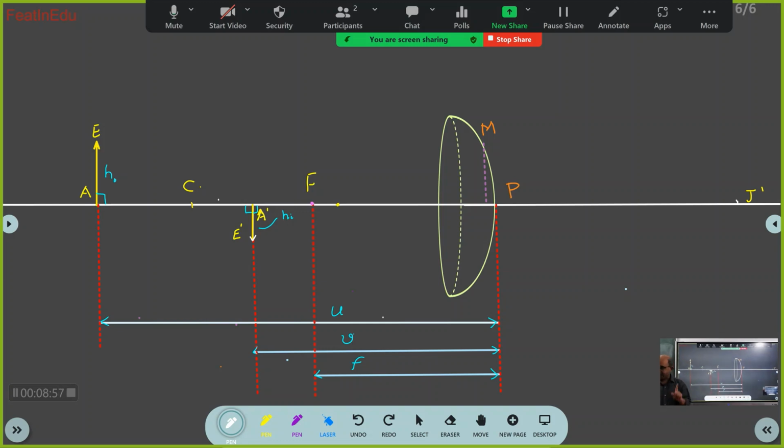The light is falling on the object and it is getting reflected and it is going towards the mirror. Correct? So now I will consider only point E. So from point E, in which direction is the light traveling towards the mirror? It is traveling in this direction. Correct? Yes, parallel to the principal axis.